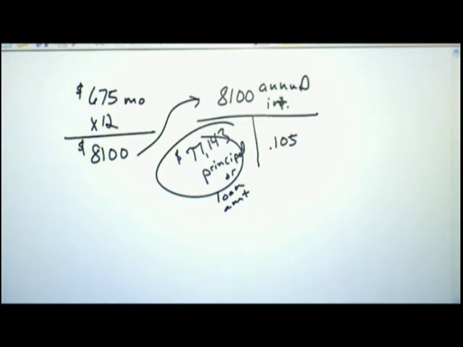Now I'm not done though, because it's asking me how much the home is worth, and all that I have right now is the loan amount. So if I take that $77,143 and divide it by what percentage it is of the value of the home, I come up with the actual value of the home, which is $96,429.